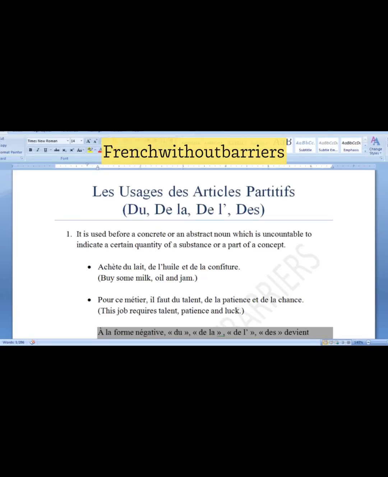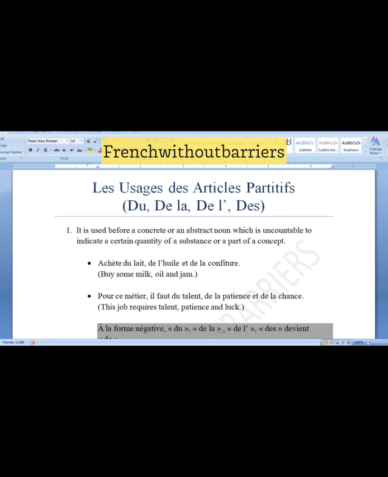Bonjour guys, aujourd'hui nous allons apprendre à utiliser les articles partitifs. Okay, today we're going to learn how to use the partitive articles and when to use them. Okay. Let's quickly come to the first usage.